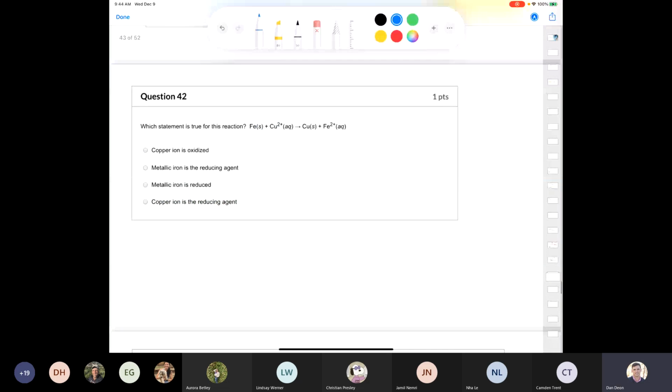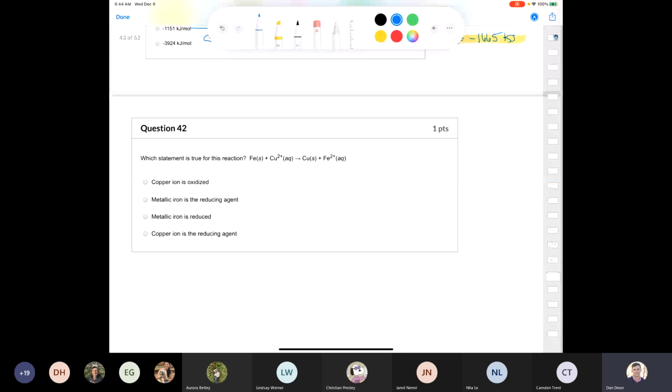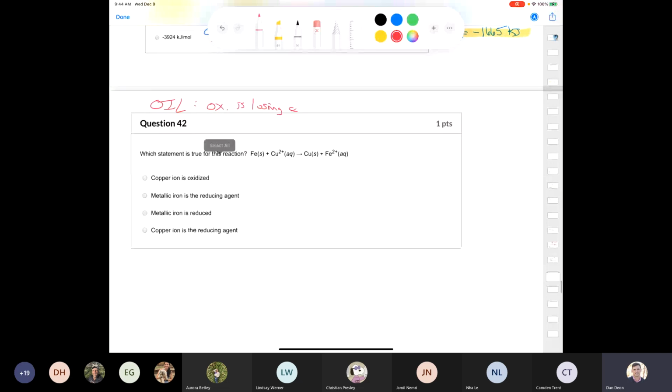Okay, question number 42 deals with oxidation and reduction. You will remember the acronym that we use, OIL RIG, right? So OIL stands for oxidation is losing electrons, and RIG stands for reduction is gaining electrons. All right, let me rewrite the equation here because it's pretty small.